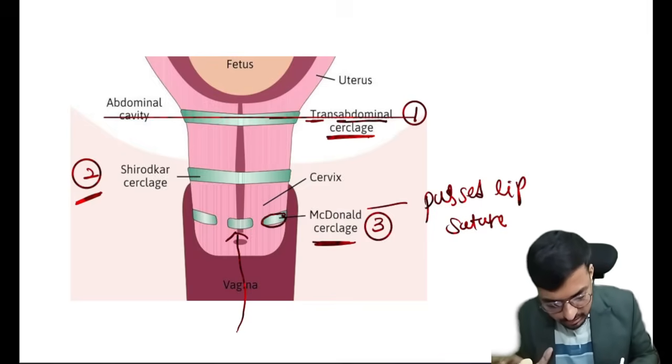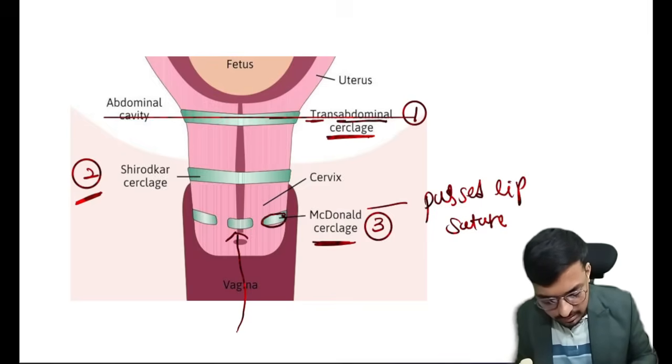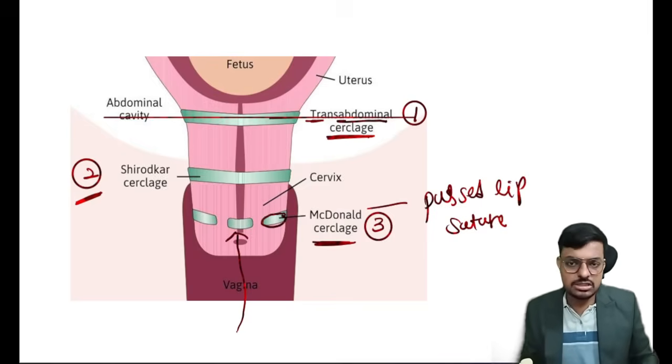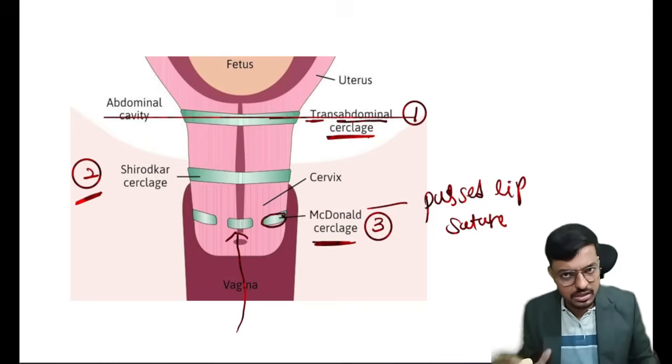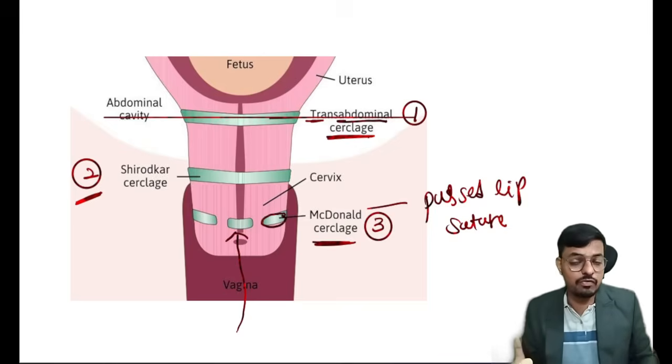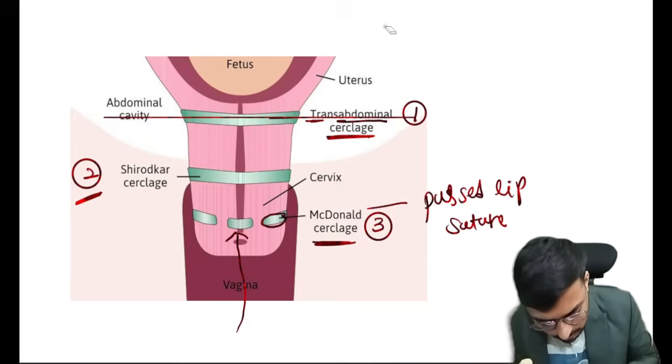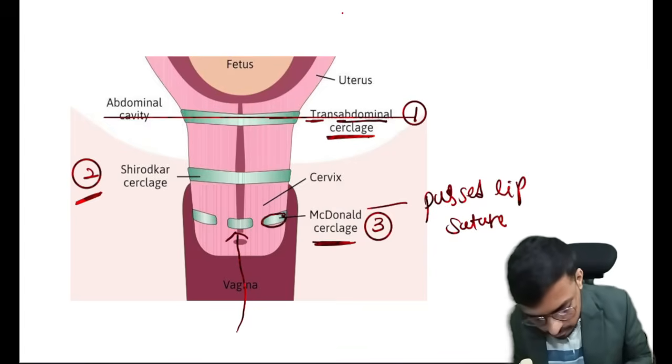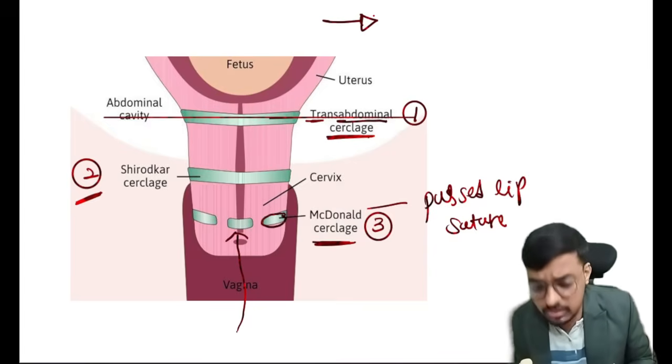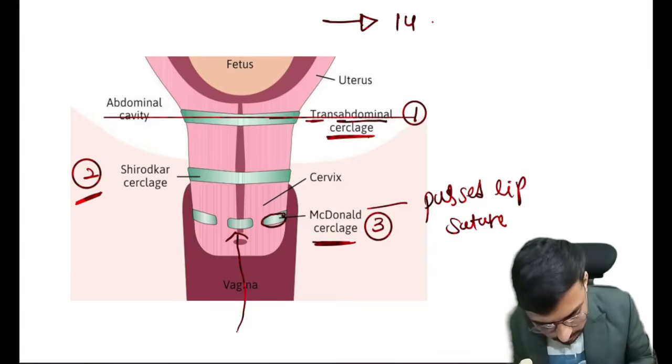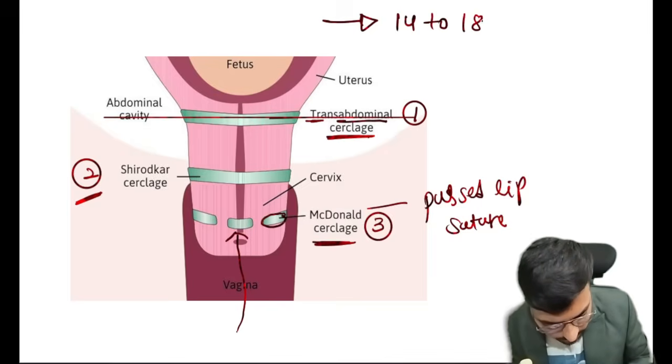We do this cerclage surgery in case of recurrent abortion in the second trimester, and most importantly to prevent preterm labor also, in a few conditions. Remember the timing, a golden point: when we have to do the cerclage surgery. Cerclage surgery is done between the 14 to 18 week.